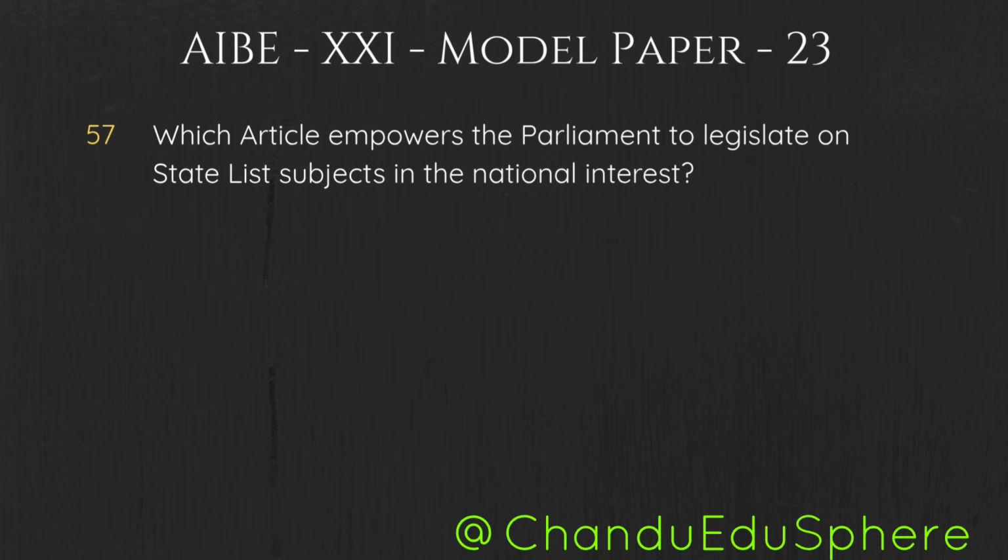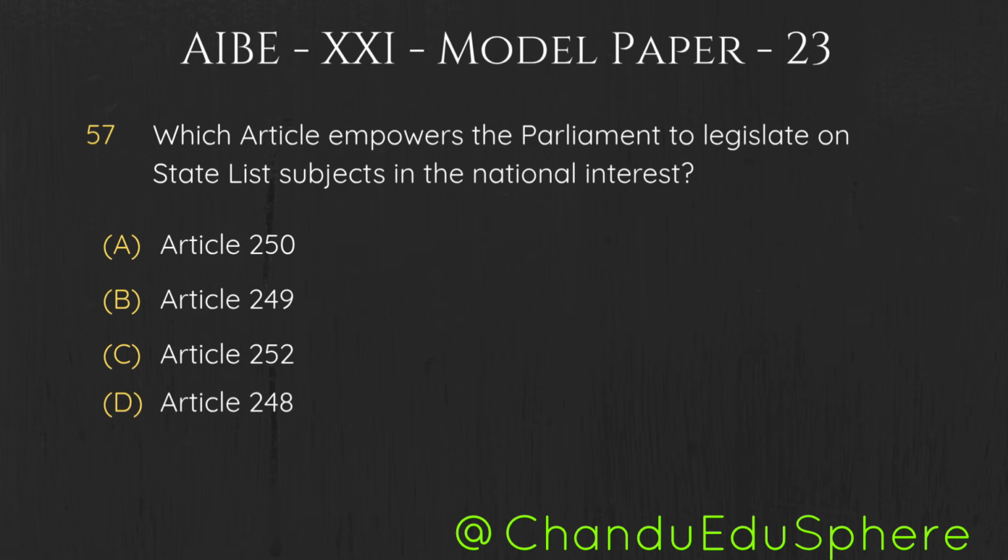Which article empowers the Parliament to legislate on state list subjects in the national interest? Article 249 empowers Parliament to legislate on any matter in the state list if the Rajya Sabha passes a resolution by 2/3 majority declaring it expedient in the national interest. Article 249.